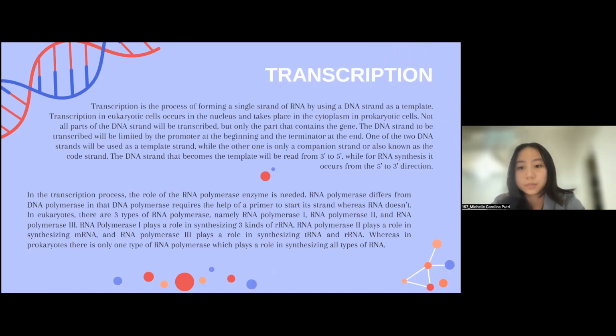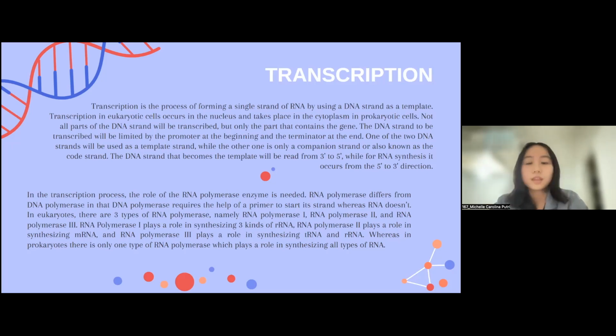In the transcription process, the role of RNA polymerase enzyme is needed. In eukaryotes, there are 3 types of RNA polymerase, namely RNA polymerase 1, 2, and 3. They have different roles, whereas in prokaryotes, there is only 1 type of RNA polymerase, which plays a role in synthesizing all types of RNA.